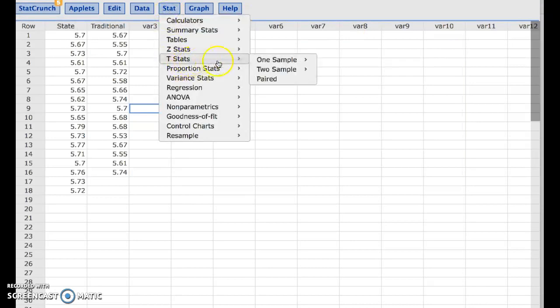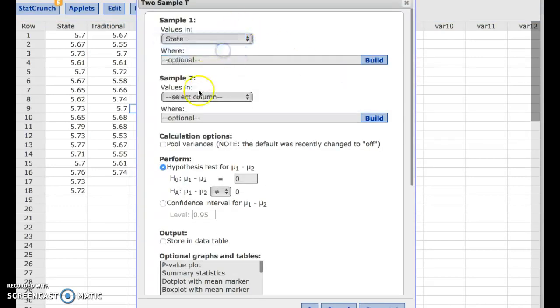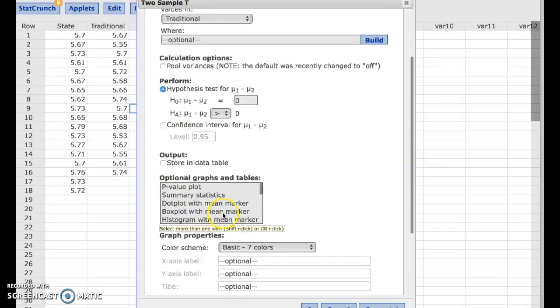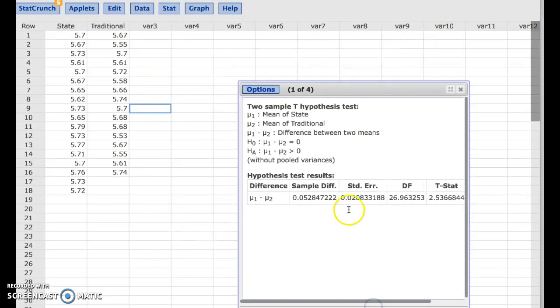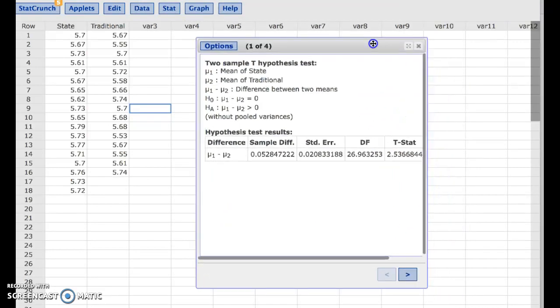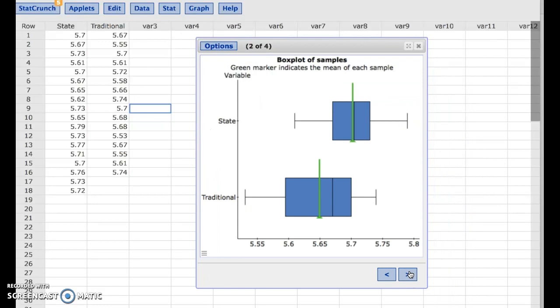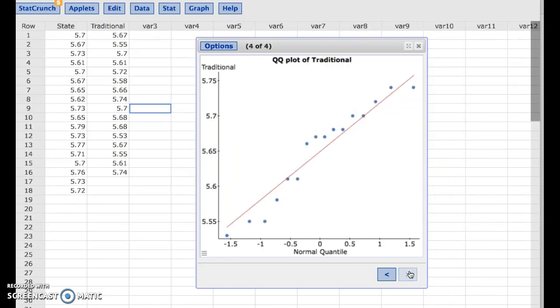And I just want to show you one other option with StatCrunch. StatCrunch has the ability to create those QQ plots and box plots for you, kind of like our previous examples. So I'm going to select my columns again, choose my greater than, and then if I wanted to do my box plots and QQ plots, select those two. Two box plots and the two separate QQ plots.